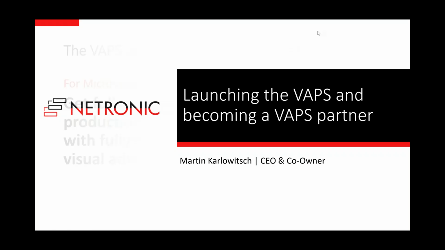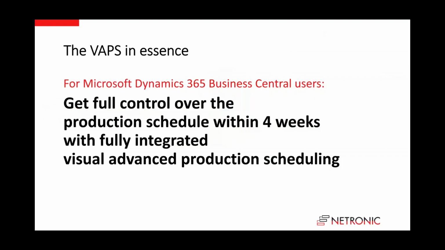VAPS, in essence, is a product for Microsoft Dynamics 365 Business Central users who want to get full control over their production schedule within 4 weeks with fully integrated Visual Advanced Production Scheduling. I know that this is a strong claim, and I'm making the claim although the Visual Advanced Production Scheduler is a new product. The first version was just launched this week, so I cannot give you yet any customer references that prove the claim.